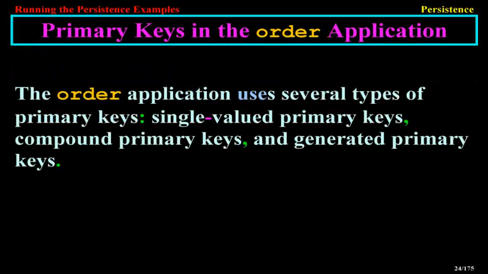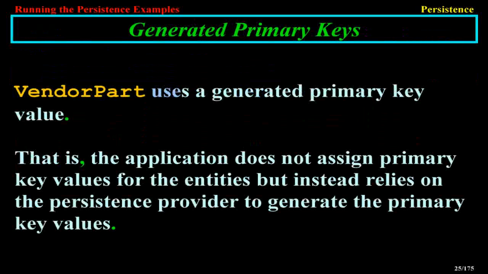Primary keys in the order application. The order application uses several types of primary keys: single-valued primary keys, compound primary keys, and generated primary keys. Generated primary keys. VendorPart uses a generated primary key value. That is, the application does not assign primary key values for the entities but instead relies on the persistence provider to generate the primary key values.